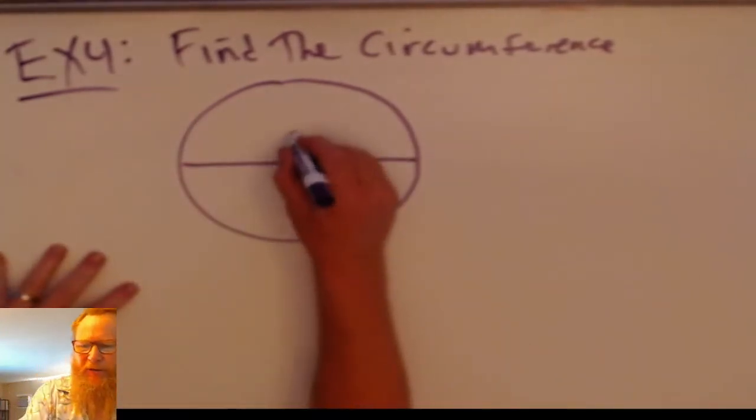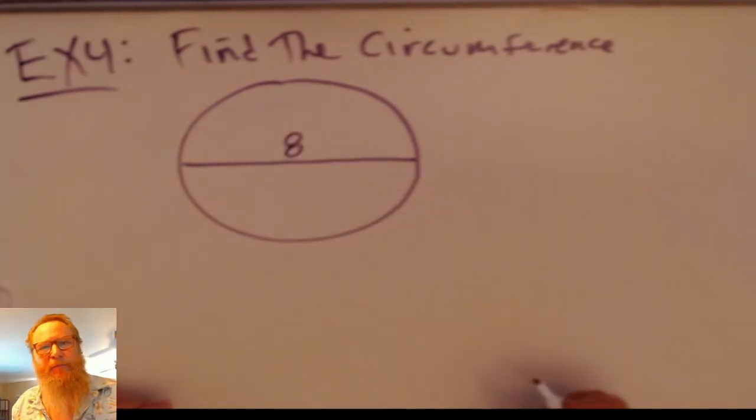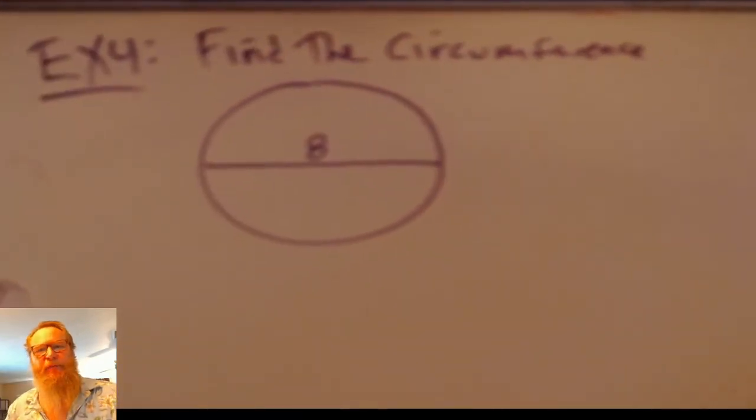So let's suppose the circumference is 8 units. So I'm just using generic units today, or for this example.